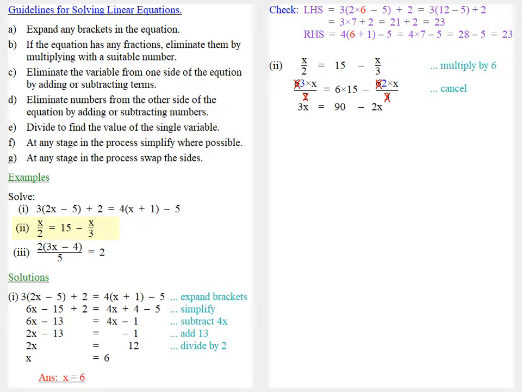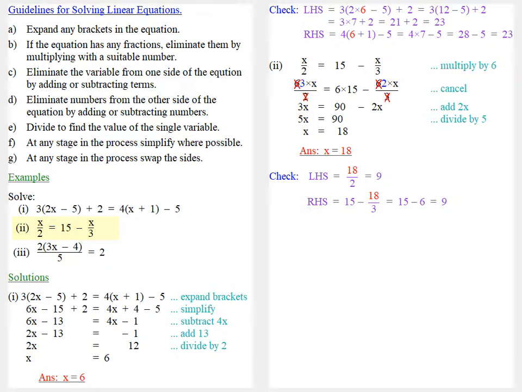So we've got 3x equals 90 minus 2x. Now if we add 2x to each side, that gives us 5x equals 90, and if we divide by 5, that gives us x equals 18. So our final solution is x equals 18, and we can check. If we take the left-hand side, we have x over 2, which is 18 over 2, which is 9. And on the right-hand side, we've got 15 minus 18 over 3, which is 15 minus 6, which is also 9. And so the equation is solved.